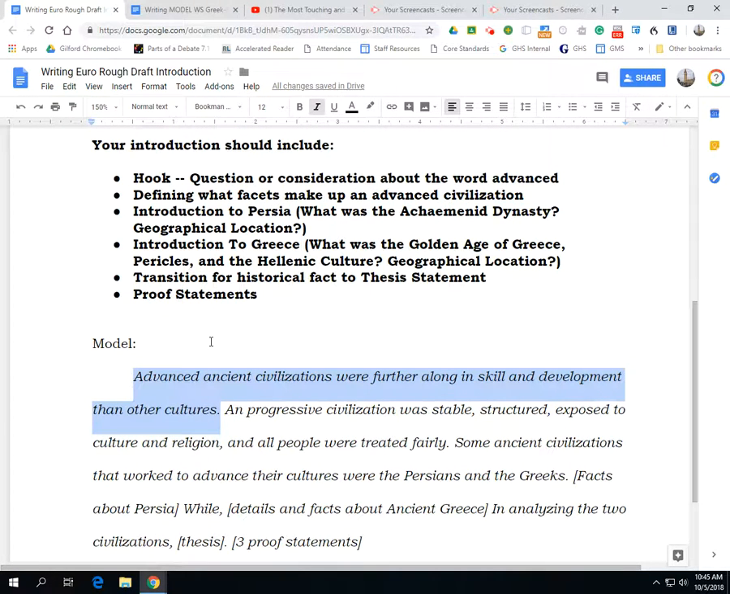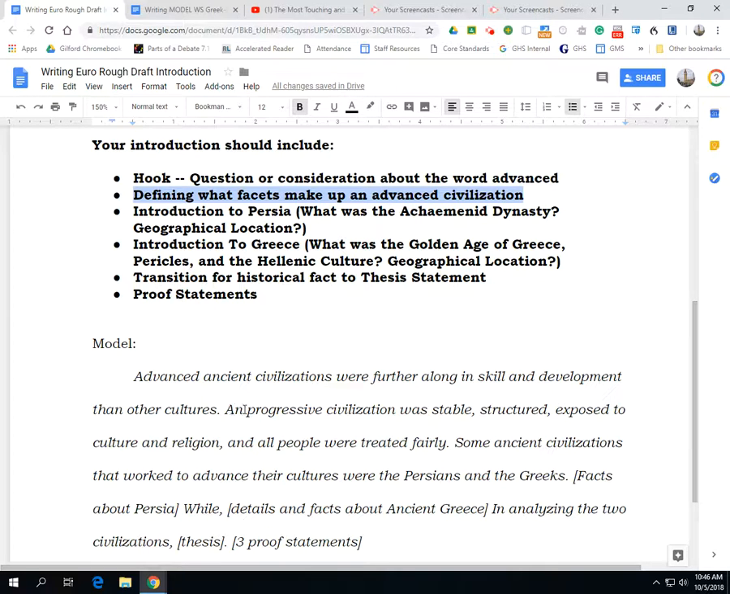The context of this is practice. When you go to do your Machiavelli essay in Euro 2, you will have to develop an introduction on your own. So the expectation is that you take this knowledge and use this model to help you in future classes. Then I want to tell my reader in a general scope, I don't want to mention Persia or Greece yet. I just want to say, what are things that I would consider to be advanced in a civilization? Like, what makes a progressive civilization?